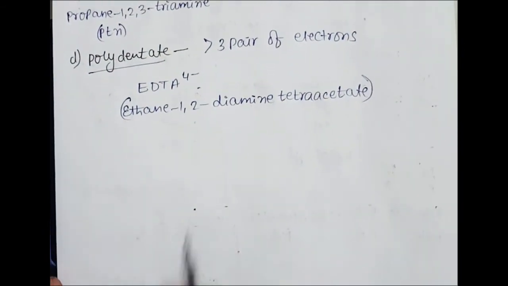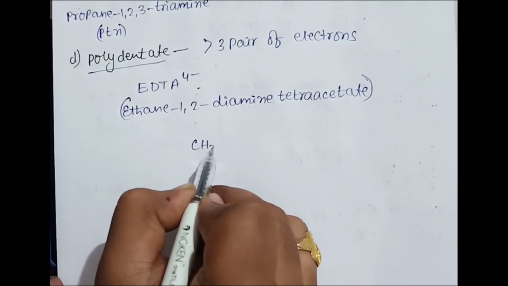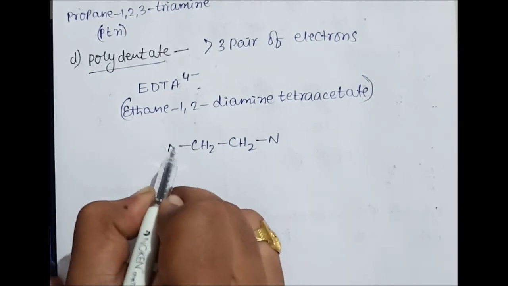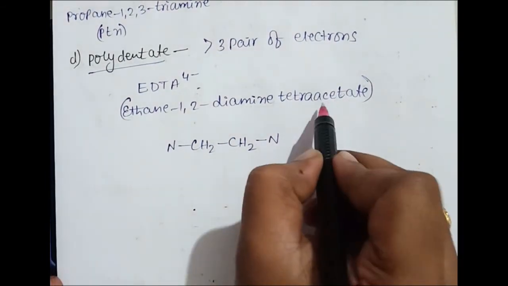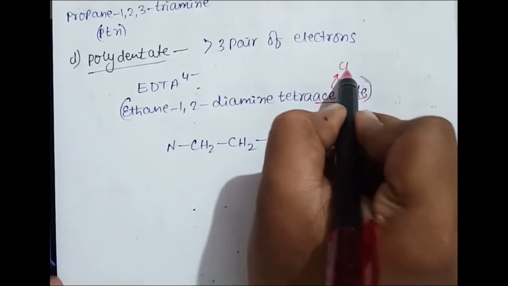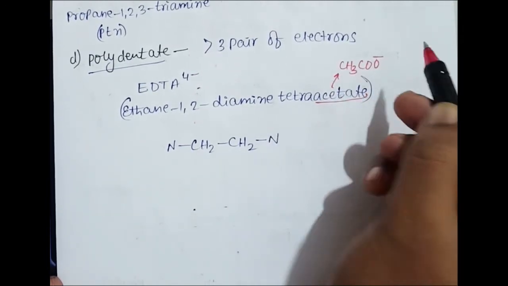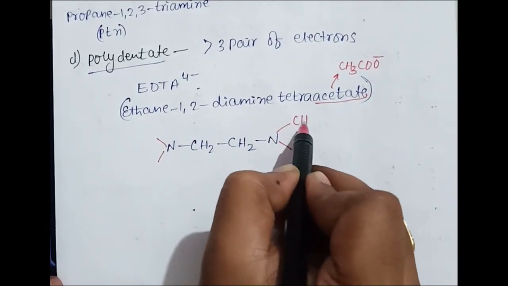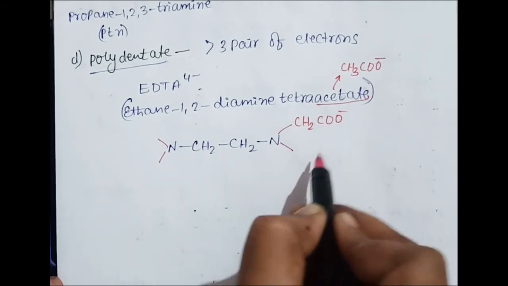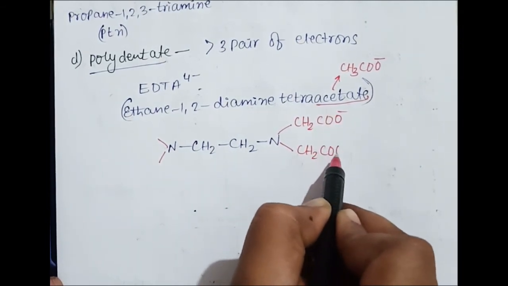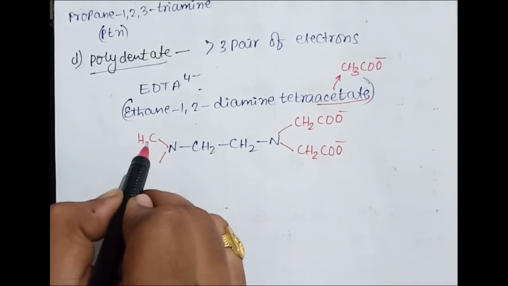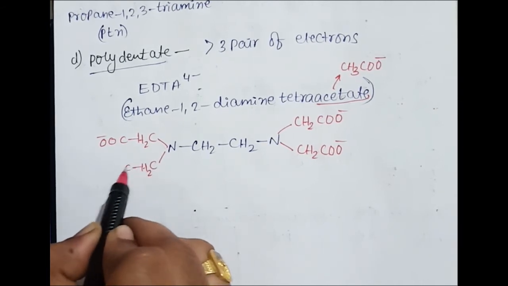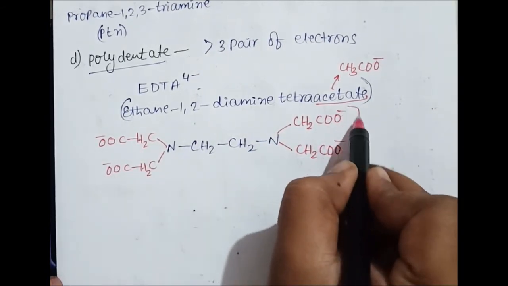Now, what is its structure? Ethane 1,2-diamine, you know. Here, ethane and diamine, two times N. Now, what is acetate? Tetraacetate. Acetate group, you know, is CH3COO-. But carbon valency we have to fulfill here. That's why we will write not CH3 but CH2COO-. And 4 groups because it's a tetraacetate. And this is called EDTA. So this is the full structure of EDTA.